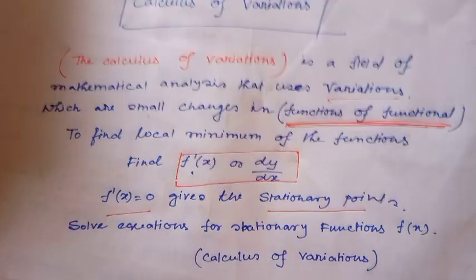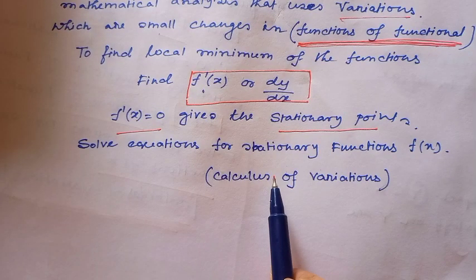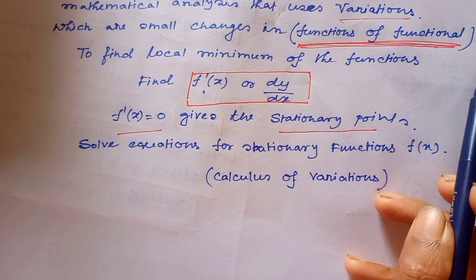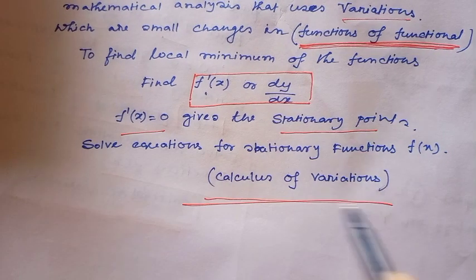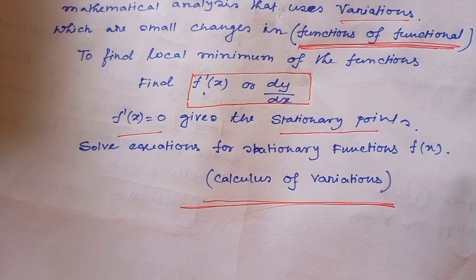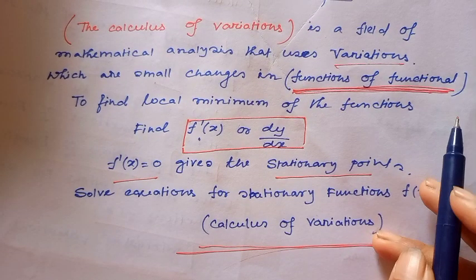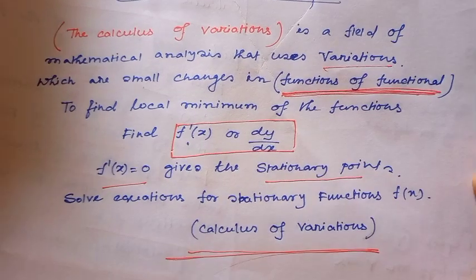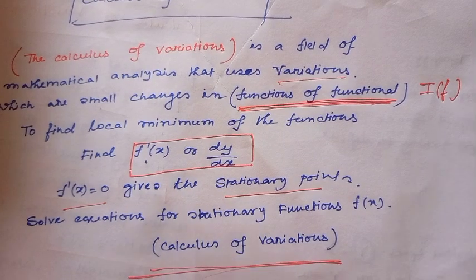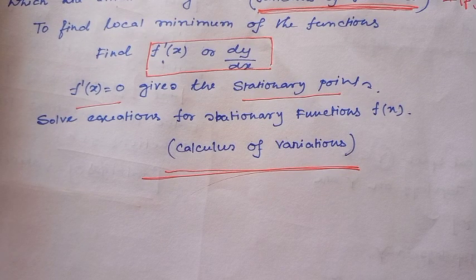Now, for these functions of functionals, solve the equation. This is the actual idea of calculus of variations. Actually, we have to find the maximum or minimum. Here, functions of functionals are denoted as I. Now let's see this part. What is the function of functionals?